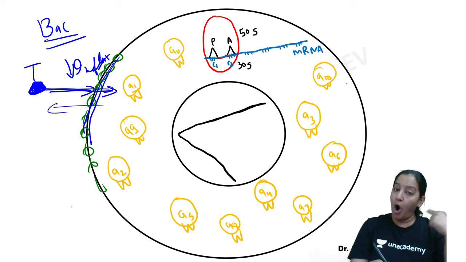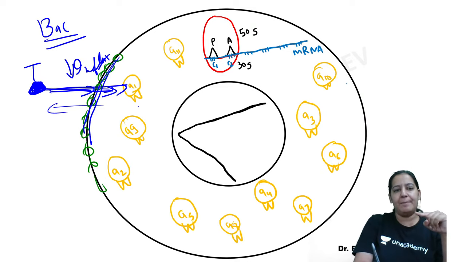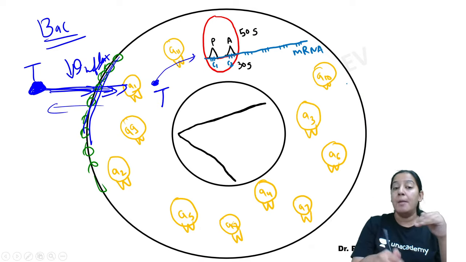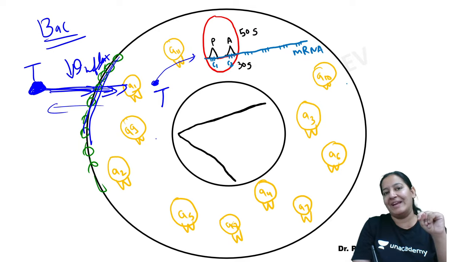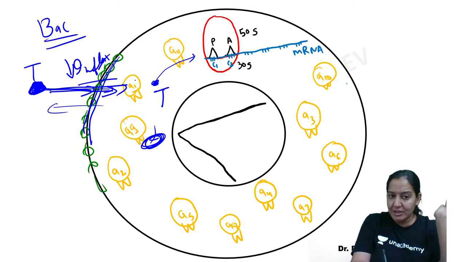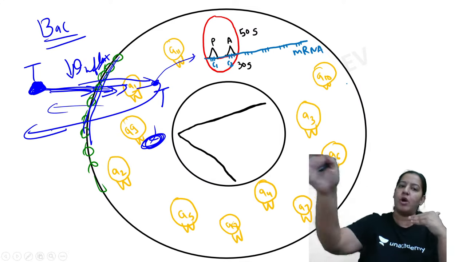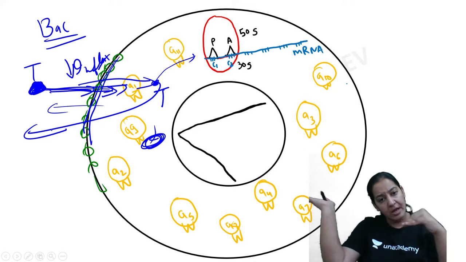You got my point? Or if the influx is taking place, as soon as tetracycline enters inside, before tetracycline goes to the ribosome and shows its action, before that, bacteria have a vacuum cleaner. The name of the vacuum cleaner is another transporter, so that as soon as tetracycline is coming in, it is thrown out again. Like vacuum cleaning, it is thrown out.